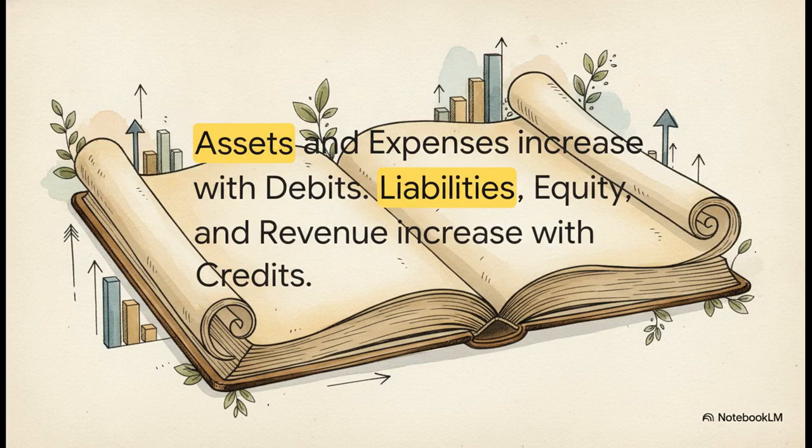So, if you're going to take a screenshot of absolutely anything from this explainer today, make sure it's this golden rule right here. Assets and expenses increase with debits. Liabilities, equity, and revenue increase with credits. Seriously, if you can just commit this basic framework to memory, the rest of the entire accounting equation is going to naturally fall right into place for you. No more stressful guesswork, I promise.